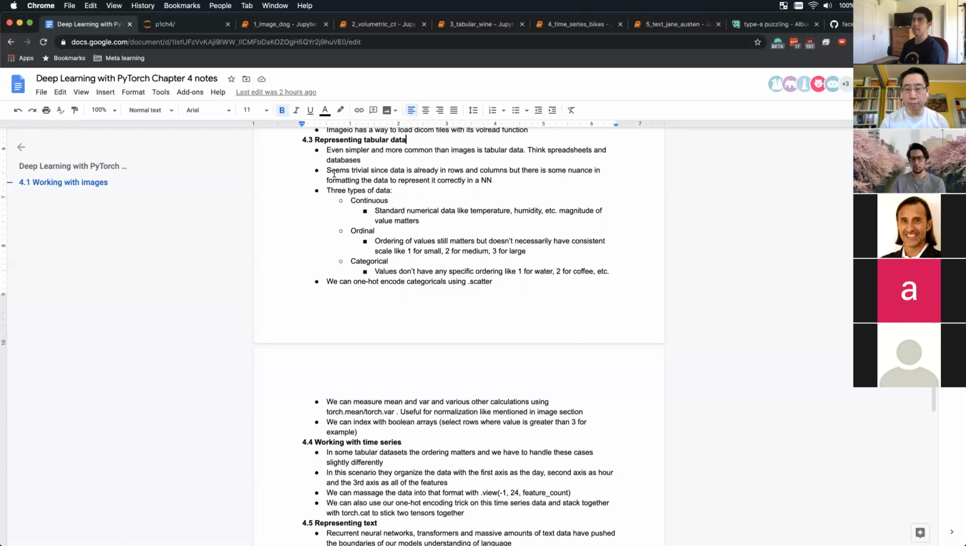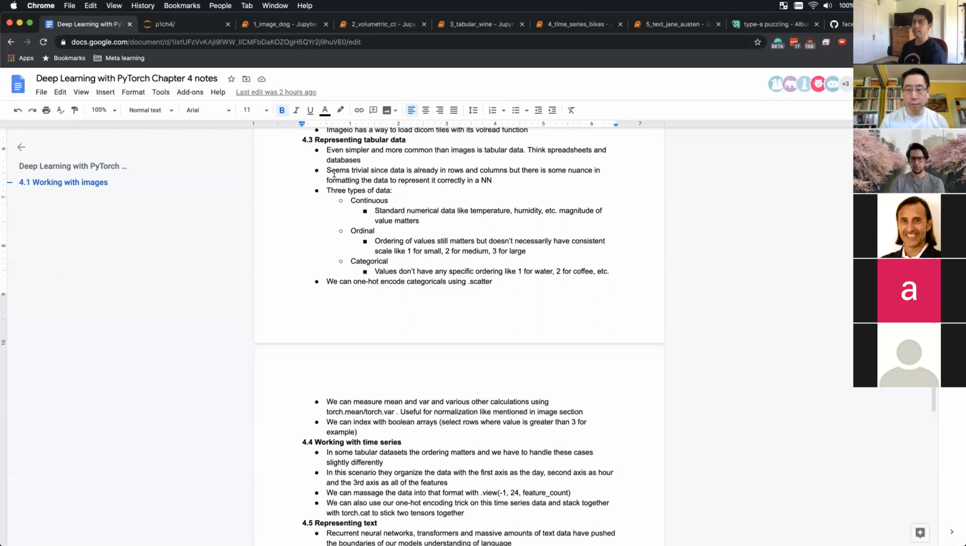It seems pretty easy because stuff typically already comes in rows and columns, but sometimes it's not as simple as that because it might be storing strings, missing values, or categoricals that need to be transformed in some way. So you have to think about your tabular data a little bit more than just saying plug this directly into a neural network. The three kinds of data they were looking at were continuous, ordinal, and categorical.